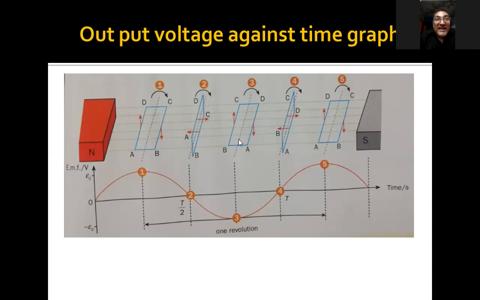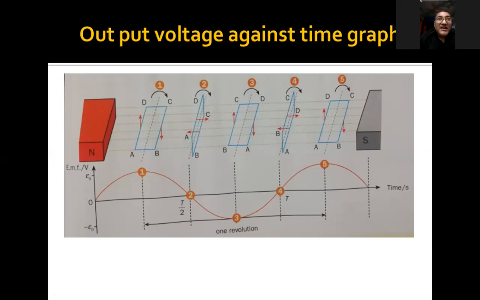Now the EMF induced when the coil is horizontal will be maximum, but its direction will be opposite. So that's why you can see here, we have shown the EMF on the negative side. It's below the zero EMF. So the EMF induced will have an opposite direction.